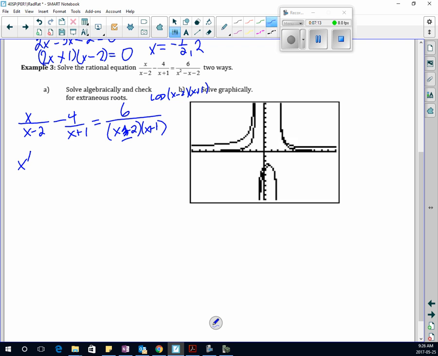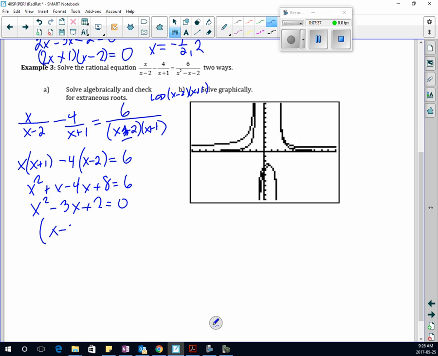So x is going to get multiplied by x plus 1. Minus 4 is going to be multiplied by x minus 2. And the 6 is going to get multiplied by all of them and cancel, right? Yes? So I get x squared plus x minus 4x plus 8 equals 6. So x squared minus 3x plus 2 equals 0. So x minus 2, x minus 1 equals 0, x equals 2 and 1.